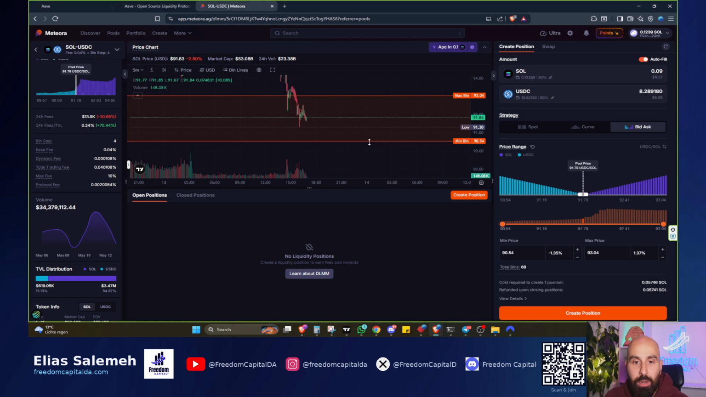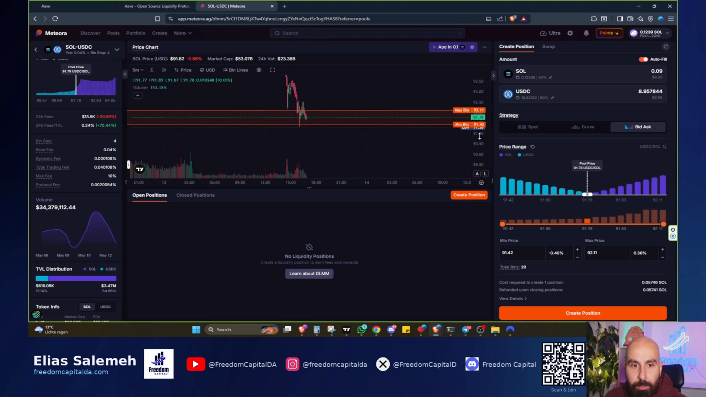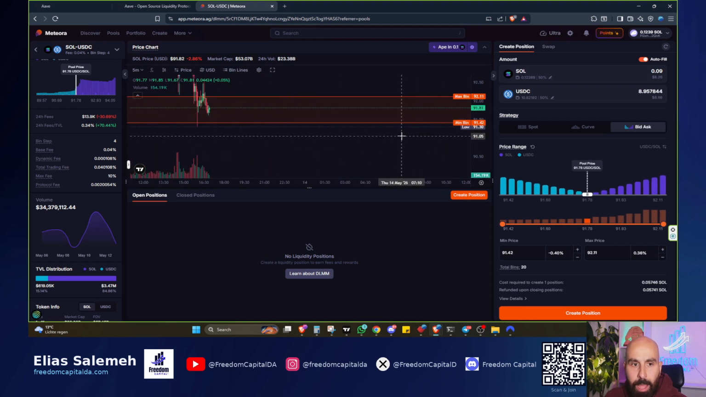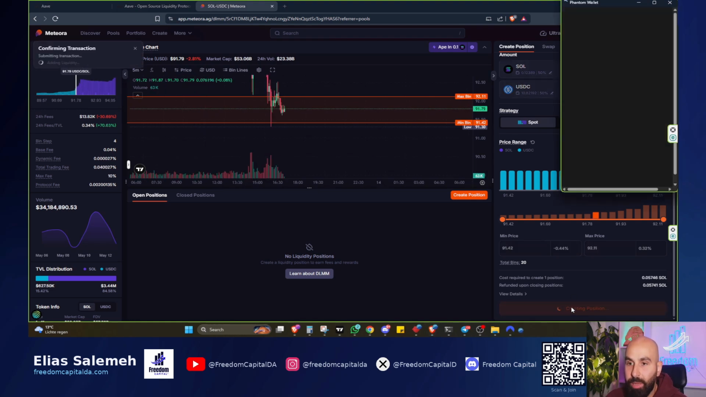Let's move on with our example. So I'm going to reduce my liquidity to this range just for the sake of this example. Okay, so I have my liquidity split between Solana and USDC. I'm going to go with the spot because the range is very thin, so I'm not going to be using bid and ask. Everything looks fine. So I create my position.